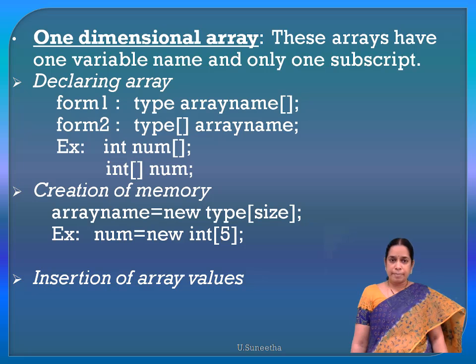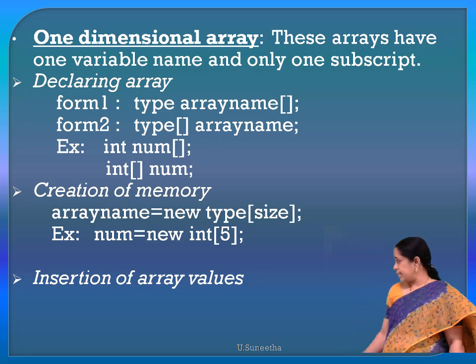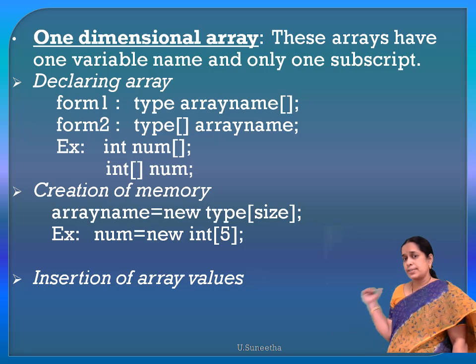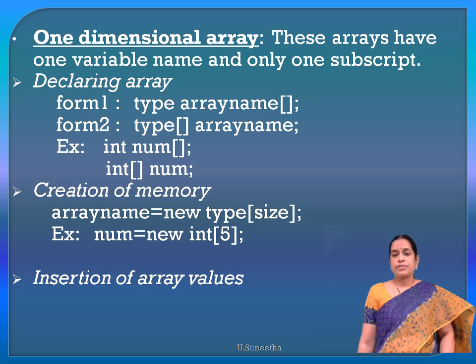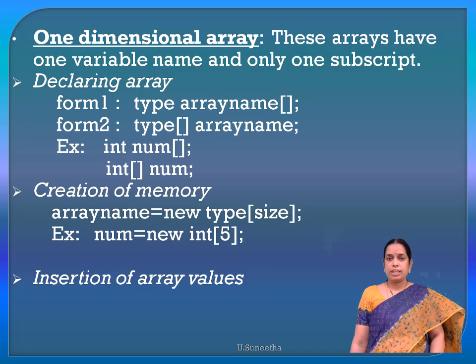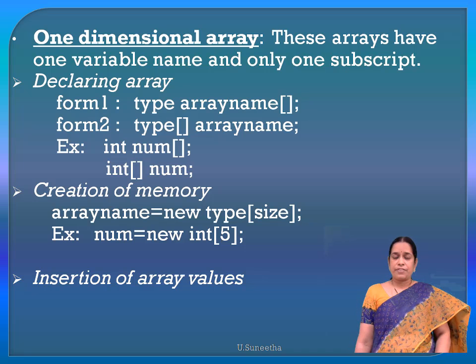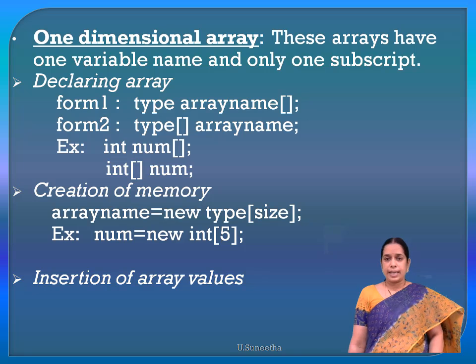In order to create memory for the array, the syntax is array_name = new type[size]. By using this syntax, we can allocate space for the array. Here, size specifies the number of elements that can be stored in the array. And next, moving on to the insertion of values. Finally, we have to insert the values into the array. That is possible by using this step.